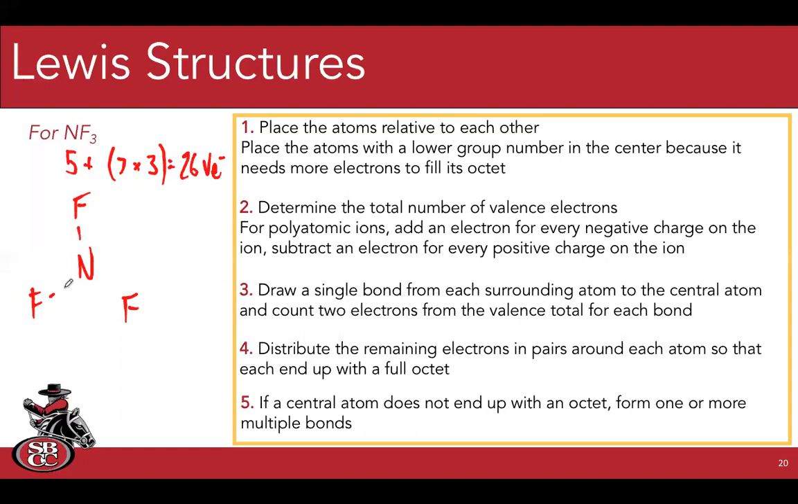So 2, 4, 6. Now we'll start adding our valence electrons to make octets. So 6, 8, 10, 12, 14, 16, 18, 20, 22, 24. We need 2 more, and we don't have an octet on our center atom, and so we put 2 there. And so this would be the structure of our NF3, and we'll talk more about all of the different details in a little bit.